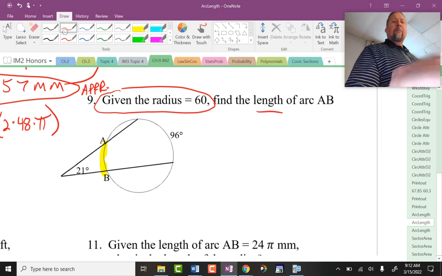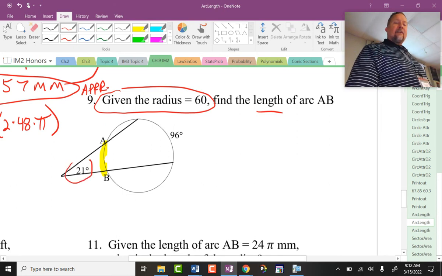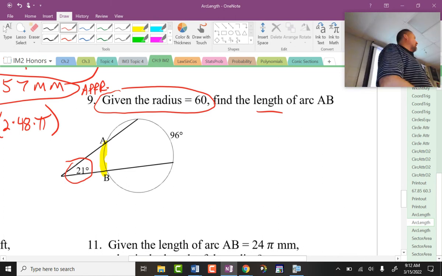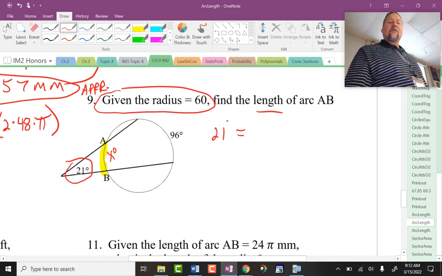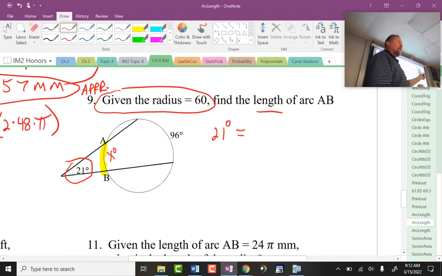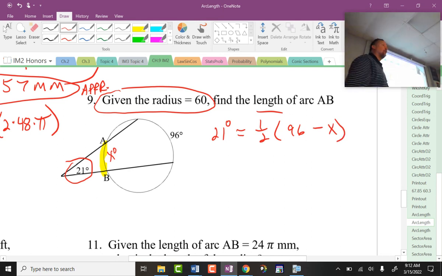And say, okay, wait a minute. I've got angle equal. Angle equals big arc minus small arc. Okay, so remember that. Angle, and that's a secant angle, equals half of big arc minus small arc. That's what's true.